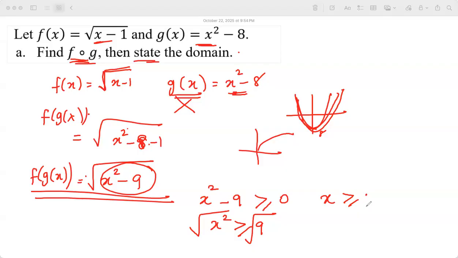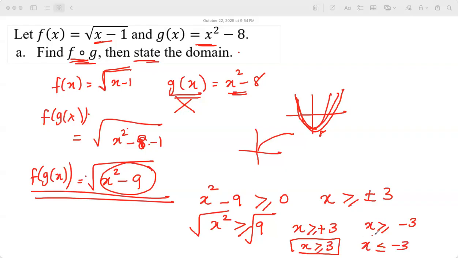When you take the square root, what should you do, guys? Plus or minus 3. If you plug in negative 2, you get the square root of negative 5. Because if you do greater than or equal to negative 3, then you'll get the square root of a negative value. The first restriction is x is greater than or equal to 3. The second restriction is x is less than or equal to minus 3, right? You just change the sign.